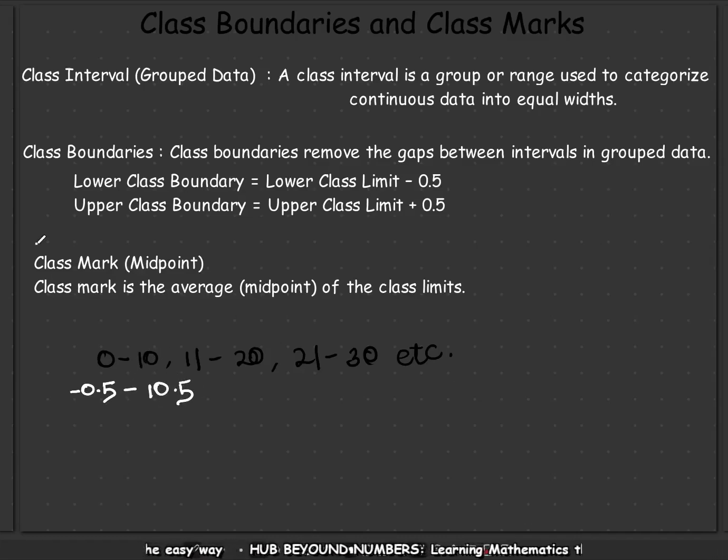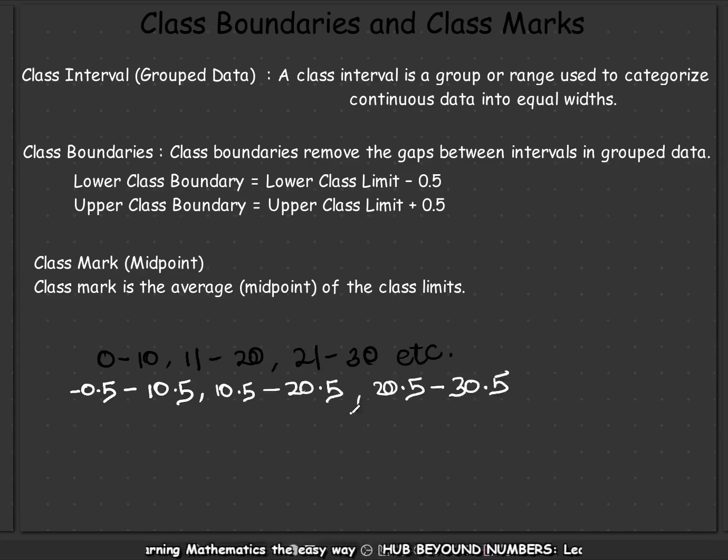We do the same for all. So as you can see over here, as I have done, we are just subtracting 0.5 from the lower limit and adding 0.5 to the upper limit. We would see more of this when we pick an example to explore.